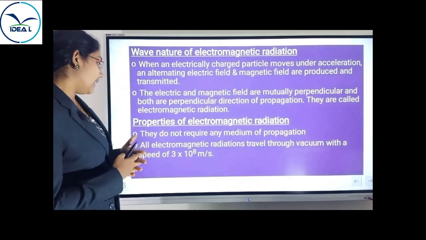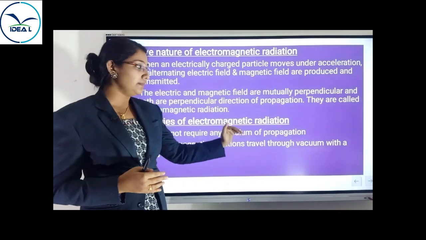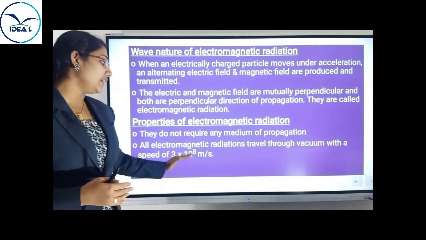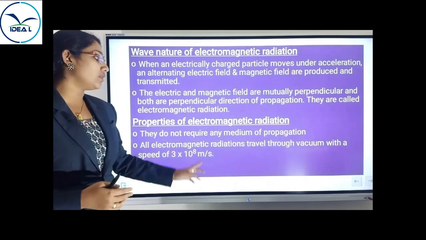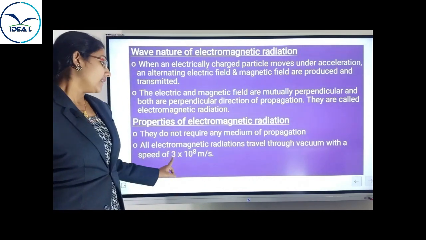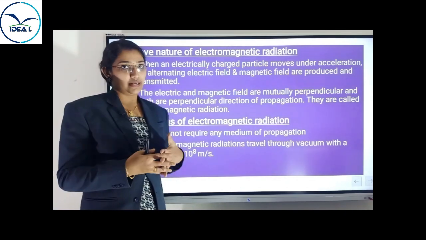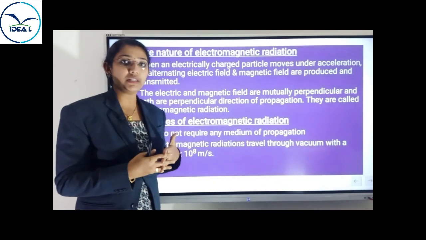Then, all electromagnetic radiations travel through vacuum with a speed of 3 into 10 raised to 8 meter per second. That is the velocity of light. 3 into 10 raised to 8 meter per second.